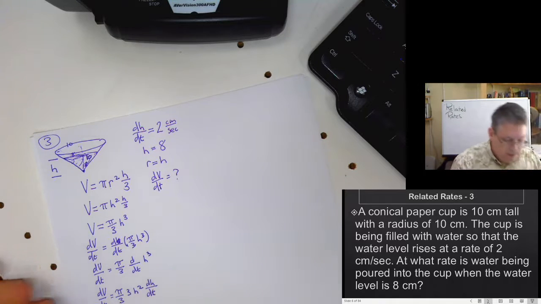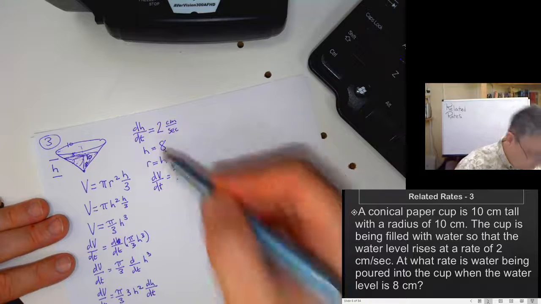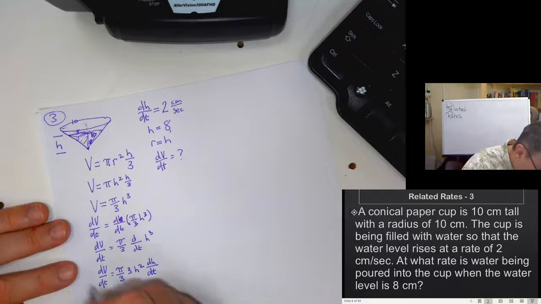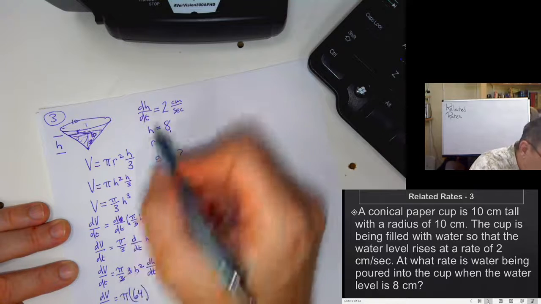Okay. Now all we have to do is put in our h. Our h equals 8, right? So here we go. dV/dt equals, that 3 is going to cancel out, so we'll get rid of that. And we're just going to say pi, and then h is 8, and that's going to be 8 squared, so that's going to be 64. And then dh/dt, they gave it to us.